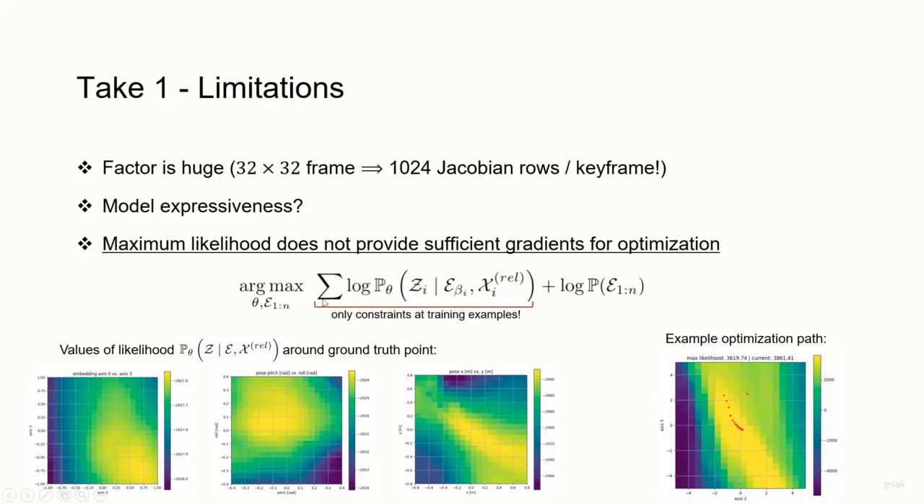And this nothing provides. Maximum likelihood does not provide that. It does not constrain the model away from the ground truth. So just a visualization of what I mean here.